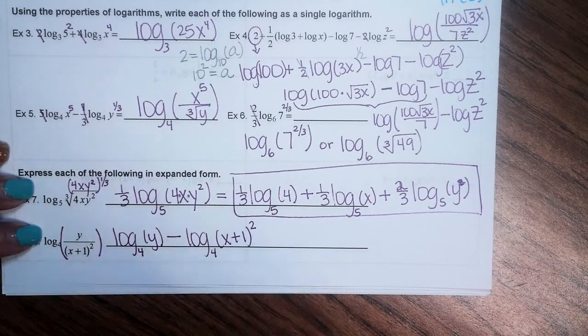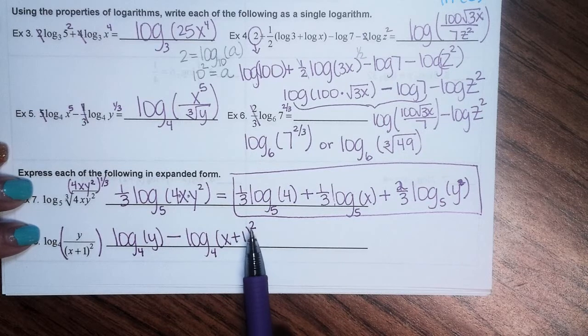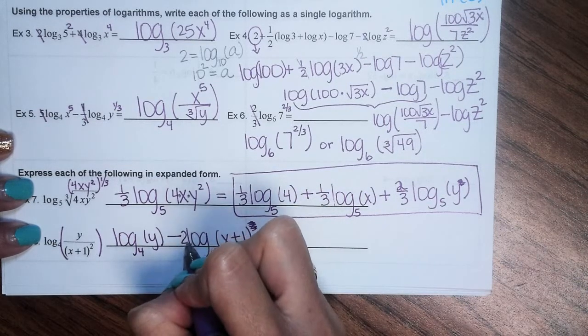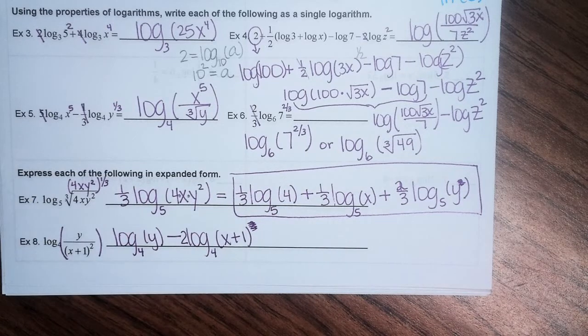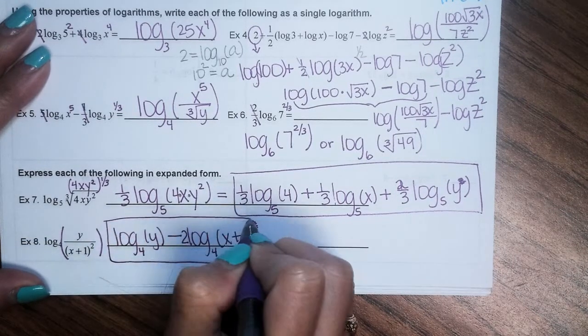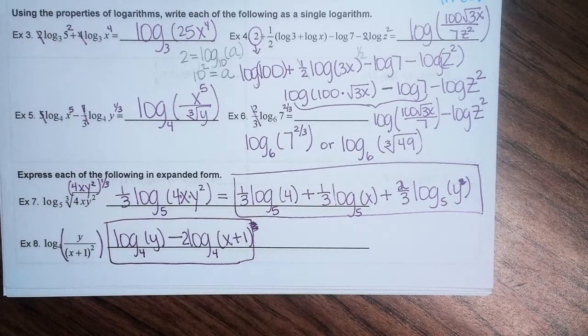That's almost the final answer. The only thing is that exponent again. I'm going to get rid of the exponent and put it as a coefficient. So now that's the final answer: log base 4 of y minus 2 log base 4 of (x plus 1). I'll pause for questions and we can keep going.